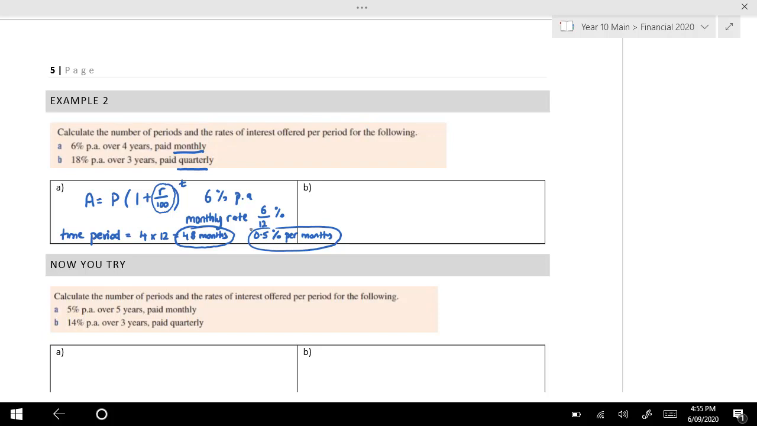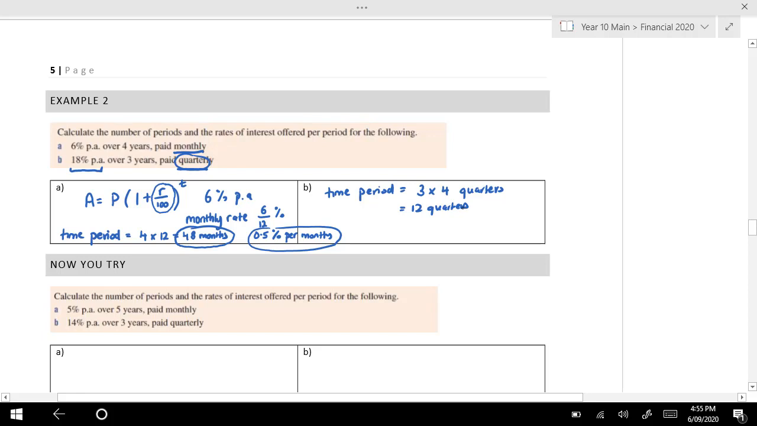All right, now let's have a look at this other one. This time we've got 18% per annum over 3 years, but paid quarterly. Well, quarterly is a quarter of a year. There are 4 quarters in a year. So let's work out the time period. How many quarters are there in 3 years? Well, 3 years times 4 quarters. There you go, that's going to be 12 quarters.